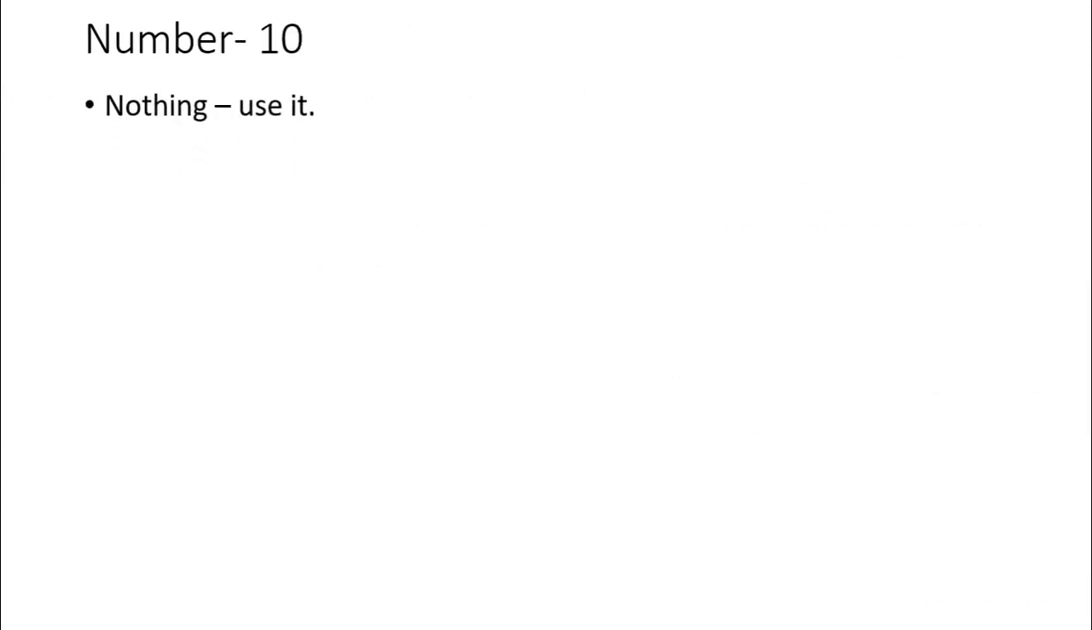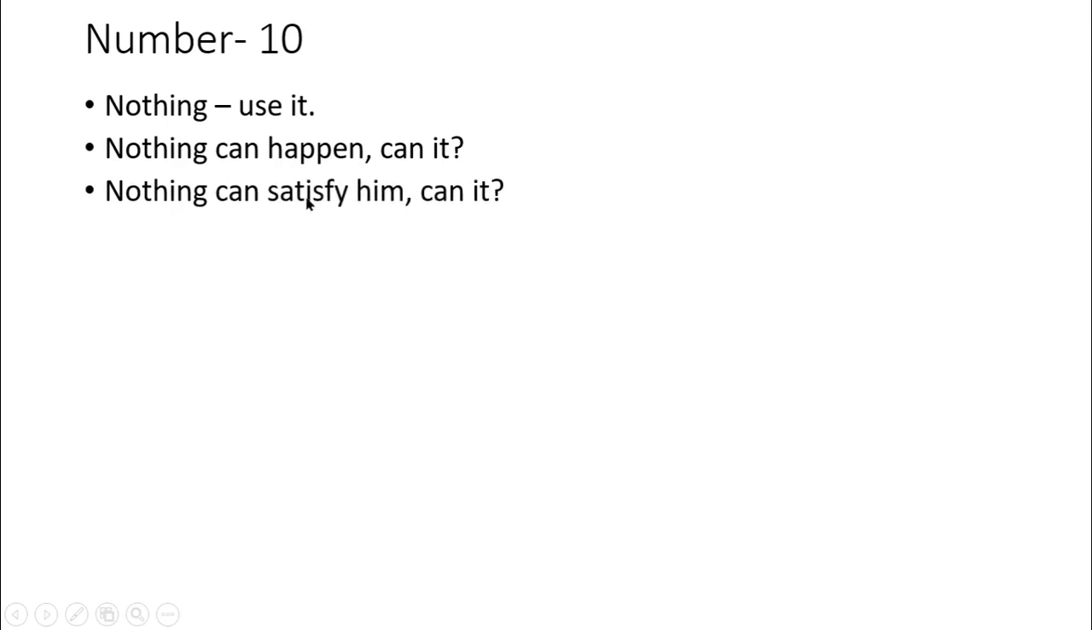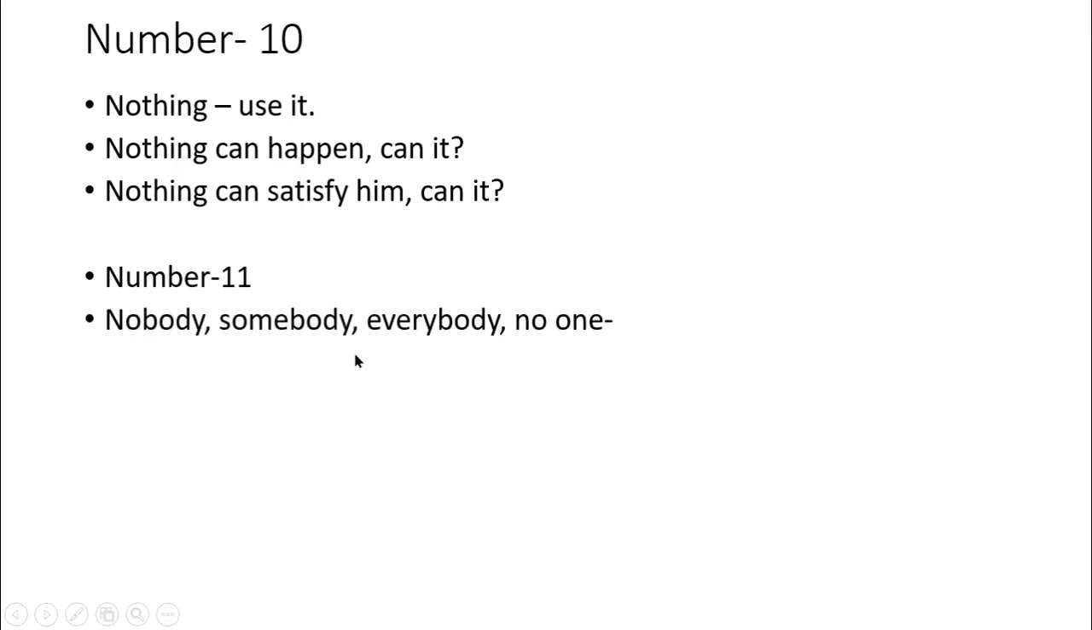In rule number 10, if you have "nothing" in a sentence, then use "it". Be clear. "Nothing can happen. Can it?" So here we have used "it" instead of "nothing". Right? "Nothing can happen. Can it?" "Nothing can satisfy him. Can it?"